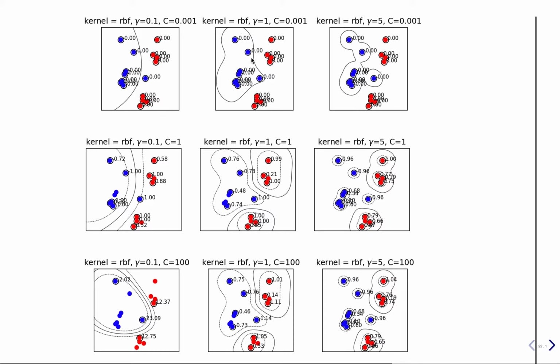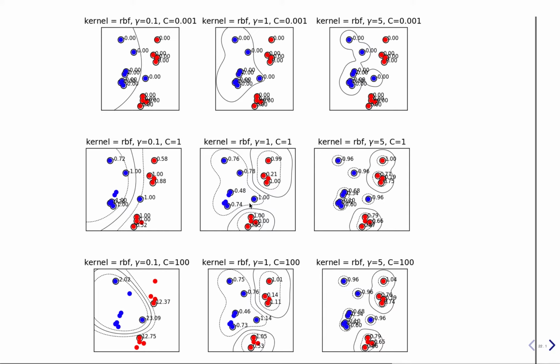If you look at the intermediate level, here gamma is more or less correct. C here is still probably too small because every point is a support vector, which is not necessarily a bad thing, but it's not ideal because you have to remember every point in your data set. So if you have a large data set, it means your model becomes very large and very slow to make predictions with.